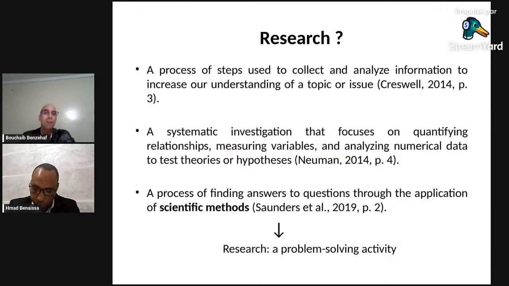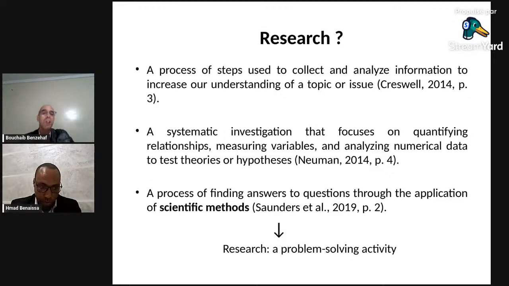So what is research? Research has been defined as a process of steps used to collect and analyze information to increase our understanding of a topic or issue. This was given by Creswell, 2014. Research has also been defined as a systematic investigation that focuses on quantifying relationships, measuring variables, and analyzing numerical data to test theories or hypotheses. Newman, 2014. Research has also been defined as a process of finding answers to questions through the application of scientific methods. Saunders et al. 2019, and I emphasize scientific methods, and I'll move to it in a moment.